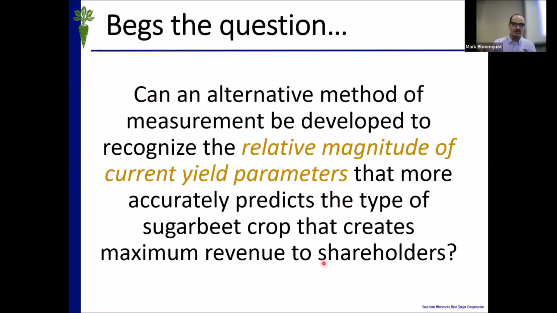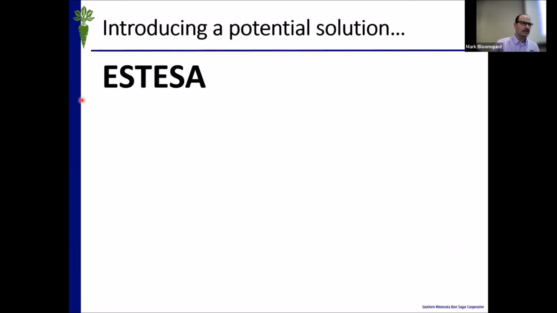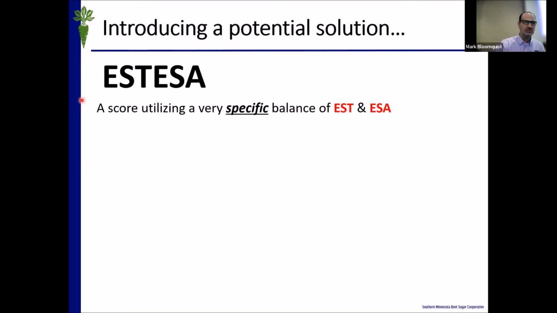So this begs the question, can an alternative method of measurement be developed to recognize the relative magnitude of current yield parameters that we currently have at our disposal that more accurately predicts the type of sugar beet crop that creates maximum revenue to the shareholders? And here's where I'd like to introduce a potential solution. All right, this is not Greek, it's not Latin, and it's not Spanish. It's ESTESA. And what ESTESA stands for is a score that utilizes a very specific balance of EST and ESA to hopefully provide a very sharp and accurate indication of the grower opportunity for revenue per acre.